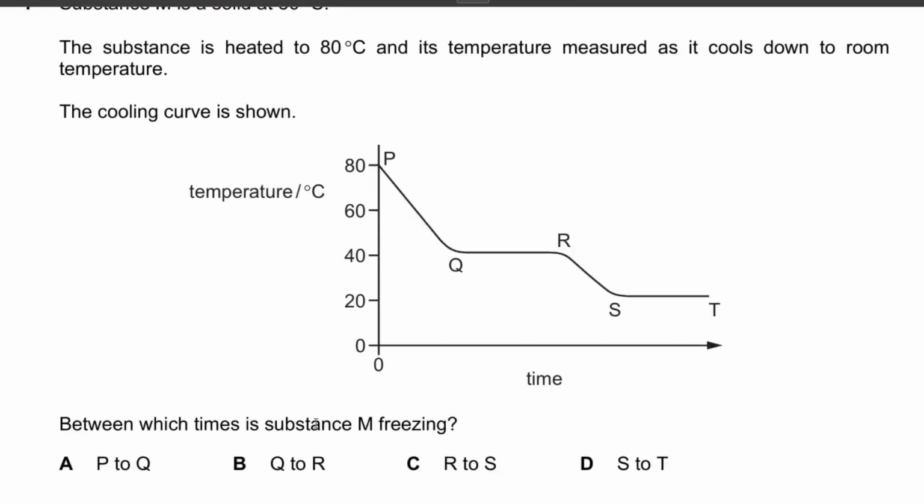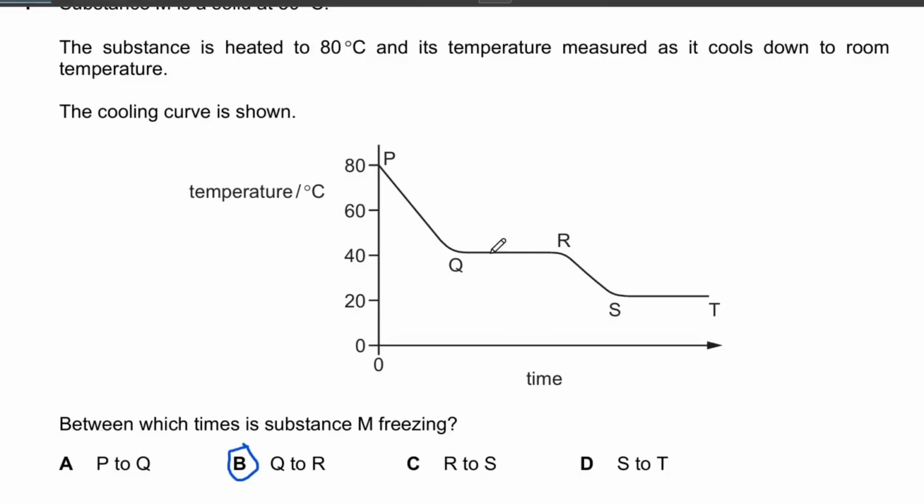Now, this is the cooling curve. Between which times is substance M freezing? So this is a cooling curve, which means the substance is changing from gas to solid. Now what are we going to look at? Between which times is substance M freezing? Substance M will freeze at Q and R. So after condensation, freezing. The answer is Q and R, which is option B.